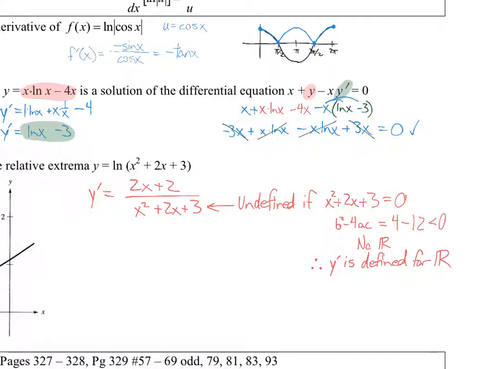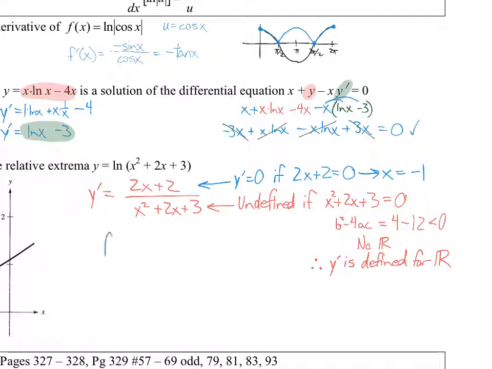So then we look further and we say, okay, well, what about y prime equals 0? So y prime equals 0 if the numerator is 0, right? A fraction is only 0 if the numerator is 0. And it's going to happen when x is equal to negative 1, since the numerator is 2x plus 2. Alright, so there we have that critical value.